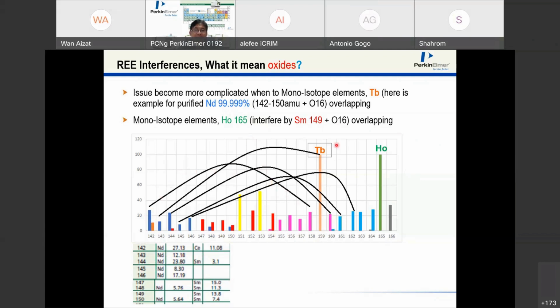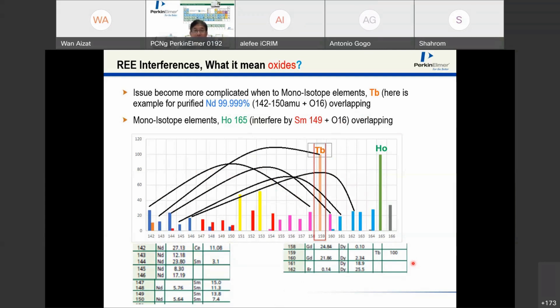And look at TB. TB will be interfered with by this ND as well. So in this case, it will have a problem. TB is a monoisotope. TB mass is 159. Okay, 143 ND: ND oxide 143 is exactly the same mass as TB. So in this case, if you are analyzing TB, it may be TB or maybe from ND oxide 143. This is a possible interference, and across all the elements they interfere with one another.